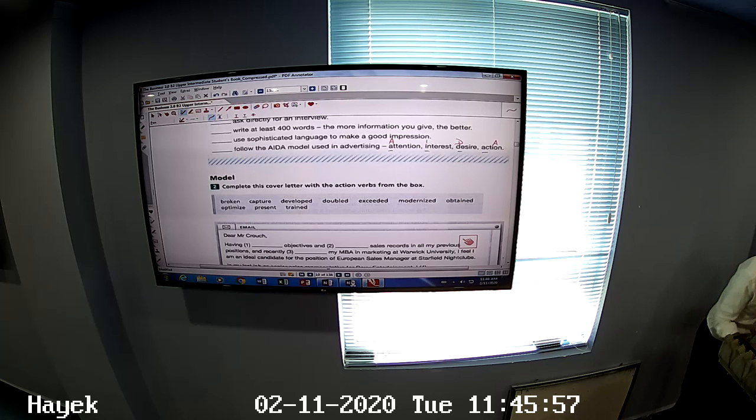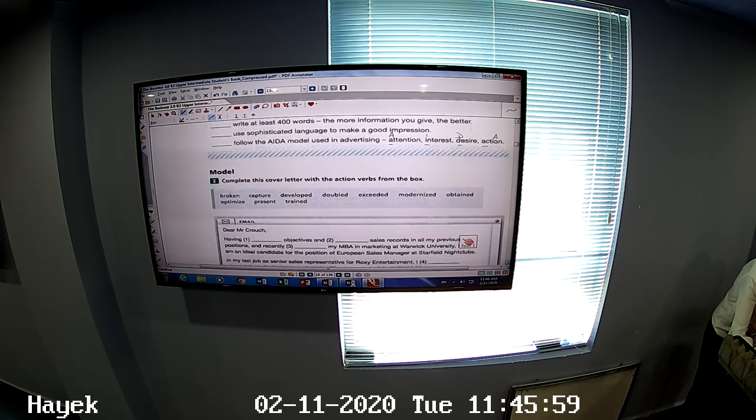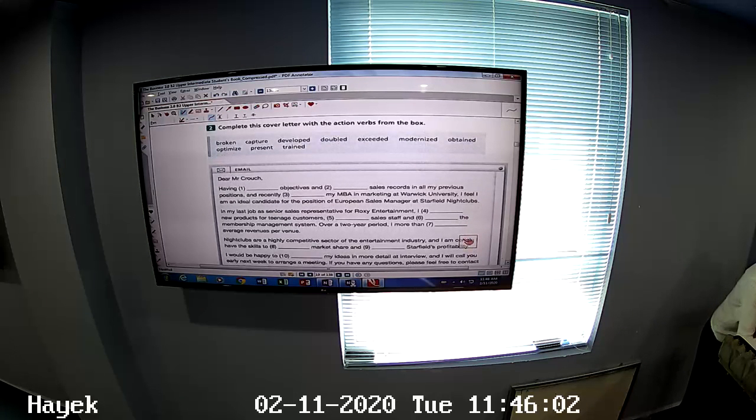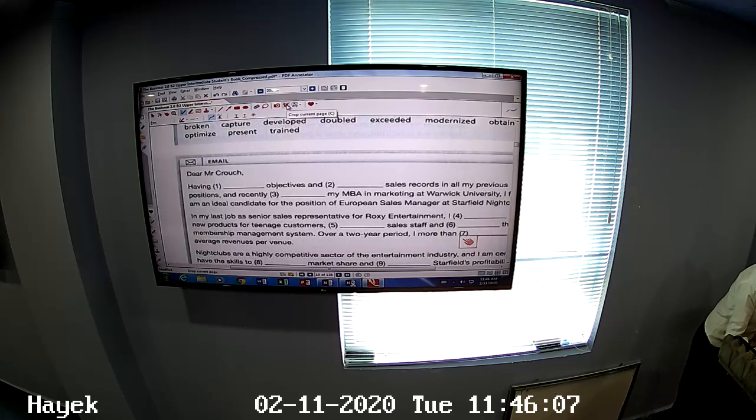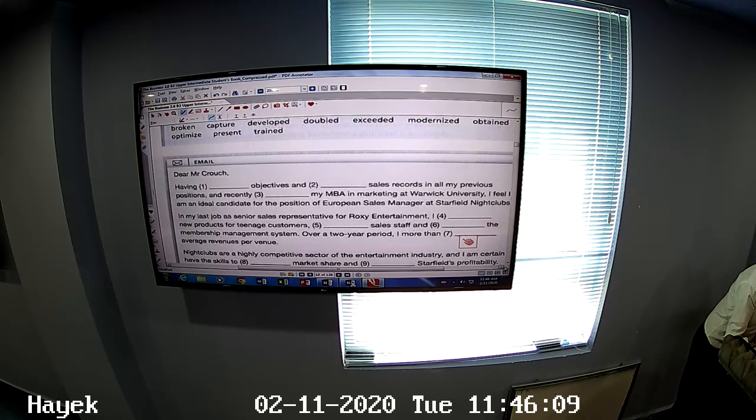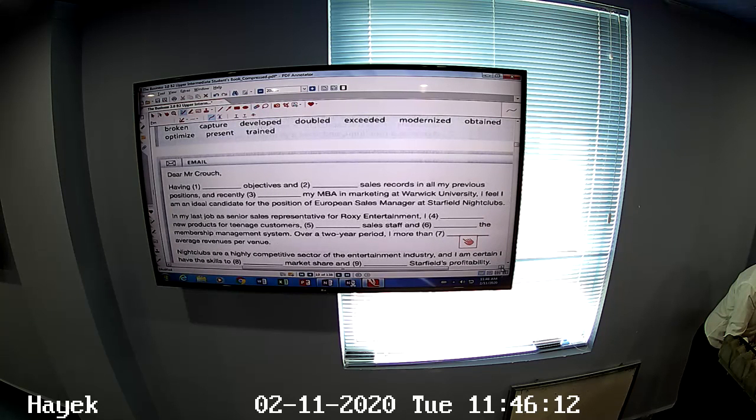I think number 1 is really quite difficult. But number 5, well, it's a verb, something you can do with staff. Yeah, number 5, trained. Trained sales staff. I'll give you a bit longer this time. Please read once again through the letter. Decide which verb is needed to complete each gap.